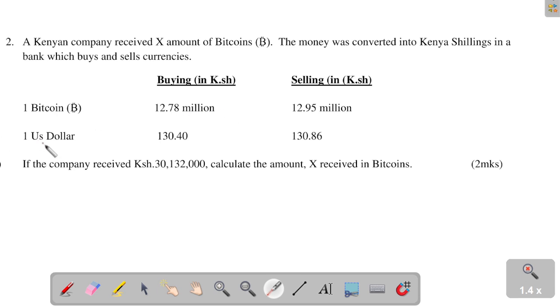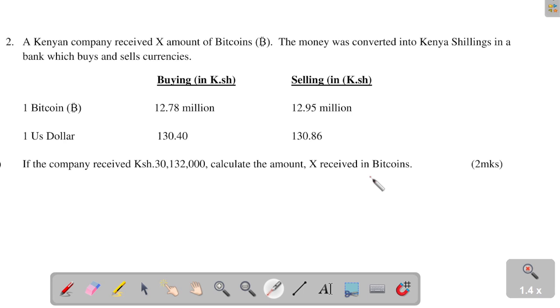Then we have 1 US dollar. It is being bought at 130 shillings and 40 cents, and it is being sold at 130 shillings and 86 cents. So we have this. The company received 30,132,000. Calculate the amount X received in bitcoins.